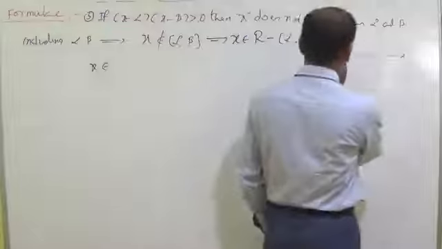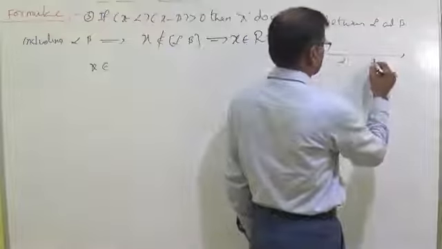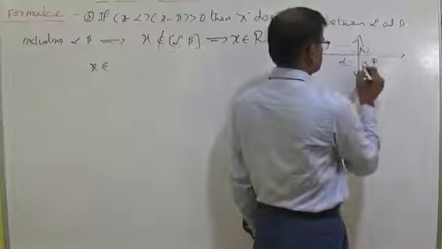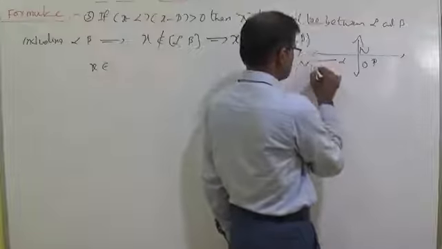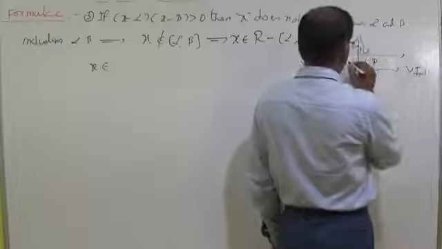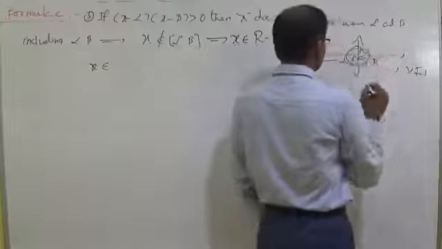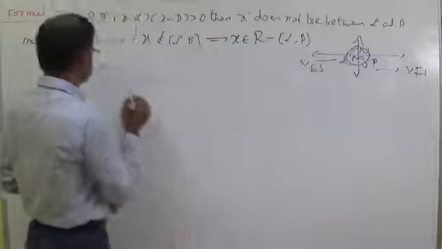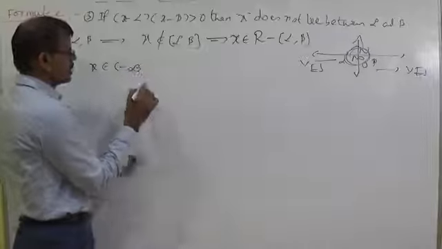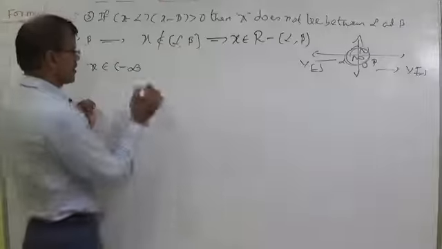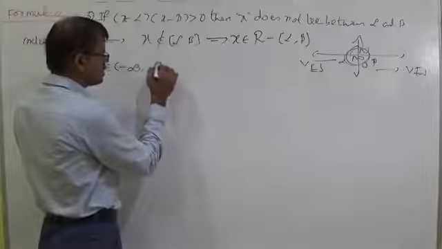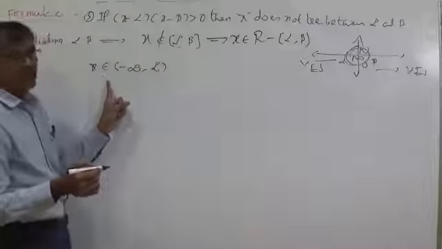Try to understand the graph: here alpha and here beta. Whatever part of the real numbers lies outside is yes, and the part between alpha and beta is no, you should not consider it. So the left side of alpha, in the real number system, starts from minus infinity. You can write minus infinity comma alpha. Here you should put an open interval because it is the belonging concept.